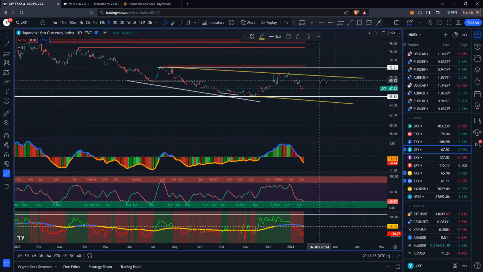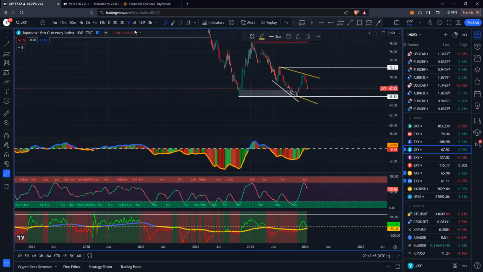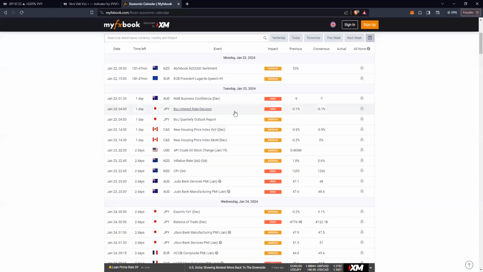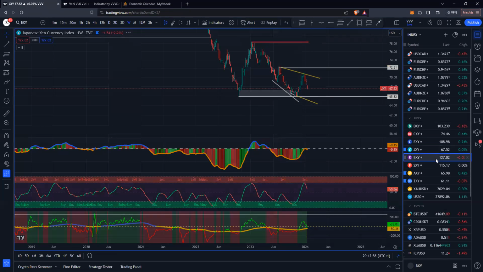All right, this is what I'm looking for. This is also a huge gap between the two, so I'm still looking to the downside. I'm going to show you, but here, the interest rate, 4 o'clock. I will definitely wake up for this to see what happens in the market.